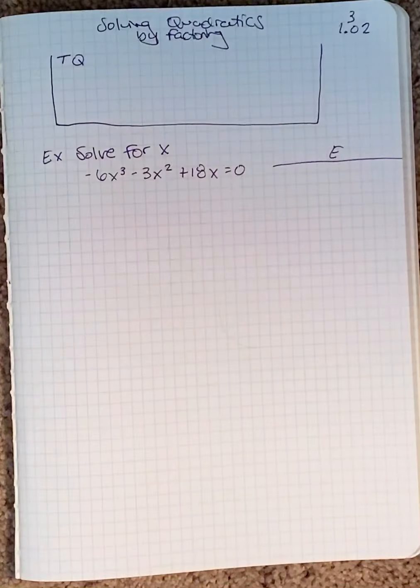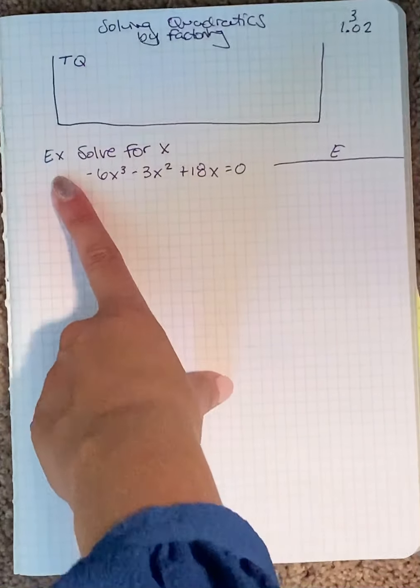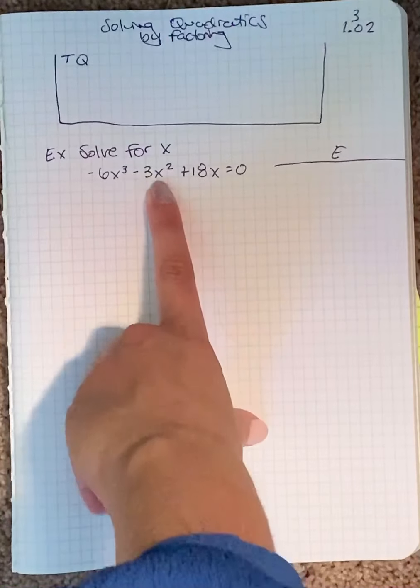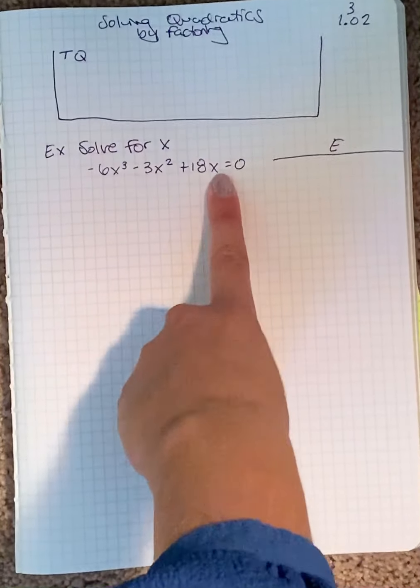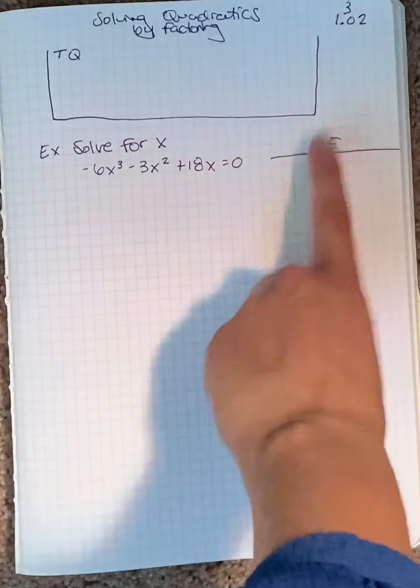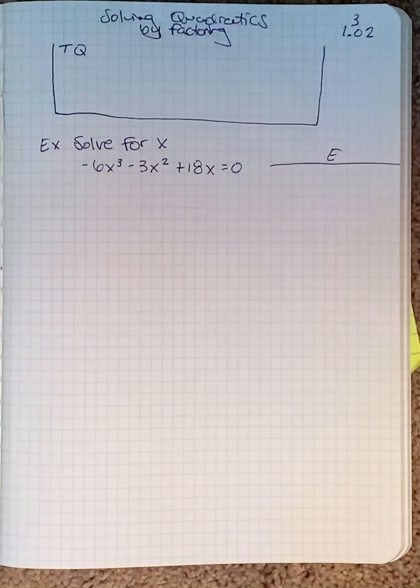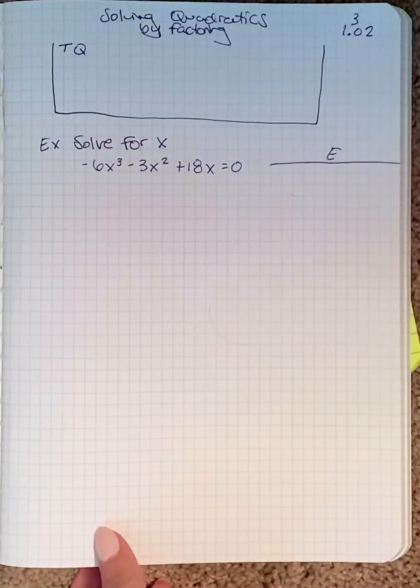We will have one every time we do a think aloud. Our first example, solve for x. For negative 6x cubed minus 3x squared plus 18x equals 0, and then a spot for the evaluation steps. You can pause the video now to take 1 minute to organize your notebook.